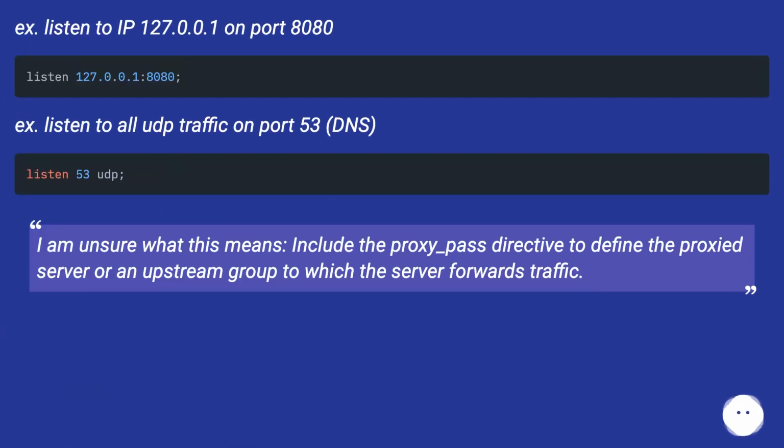X listen to IP 127.0.0.1 on port 8080. X listen to all UDP traffic on port 53 DNS. I am unsure what this means.